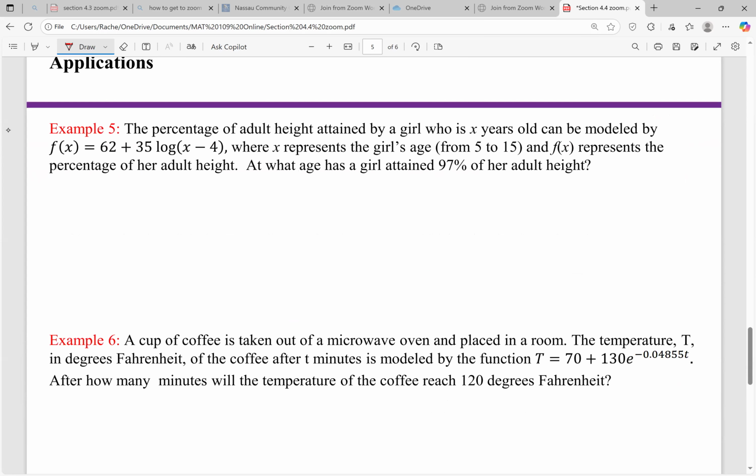So example 5 says the percentage of adult height attained by a girl who's x years old can be modeled by the function f of x equals 62 plus 35 times the log of x minus 4, where x represents the girl's age anywhere from 5 to 15, and f of x represents the percentage of her adult height. At what age has a girl attained 97% of her adult height?